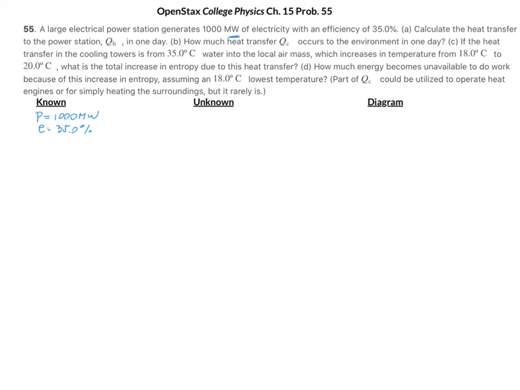In part A, we want to calculate the heat transfer to the power station in 1 day, so we want QH in 1 day. In part B, we want QC, also in 1 day. In part C, the heat transfer in the cooling towers is from 35 degrees Celsius, so we know the temperature in the cooling towers is 35 degrees Celsius, and that is going into air at 18 degrees that then rises to 20 degrees Celsius. We're looking for the increase in entropy, so we want delta S. And in part D, we want to know how much work is unavailable, so W unavailable.